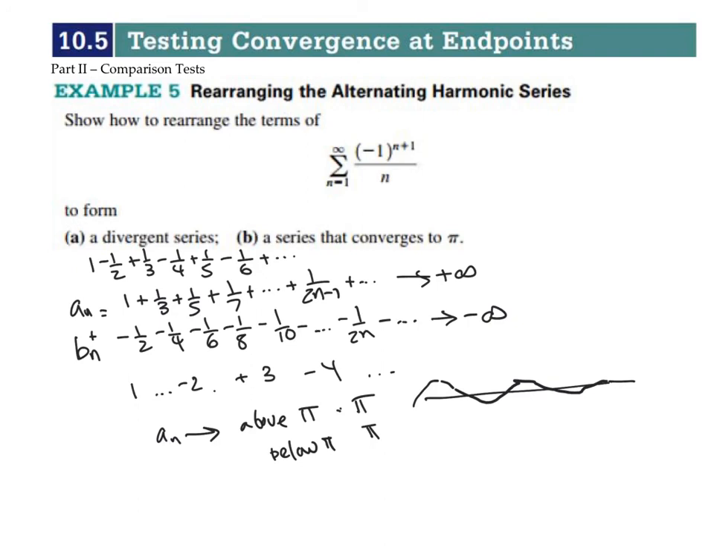So that's the end of 10.5, Part 2, comparison tests, also looking at rearranging conditionally convergent series and showing that you can make them add up to whatever you like or make them diverge, which is pretty awesome. We've got one more part and we'll be done with 10.5.